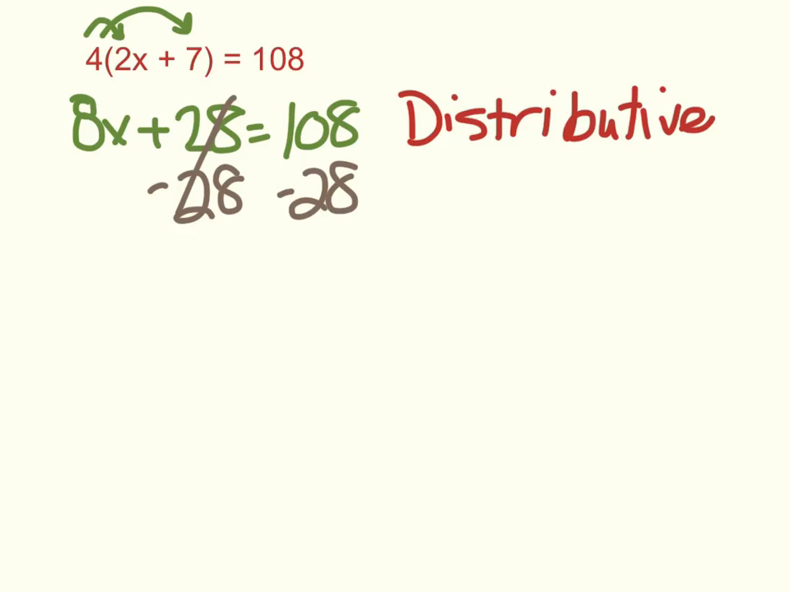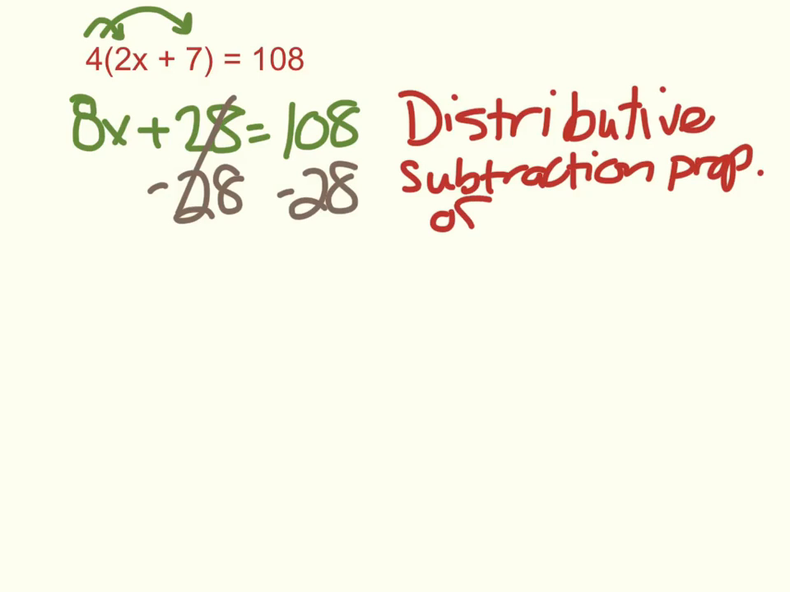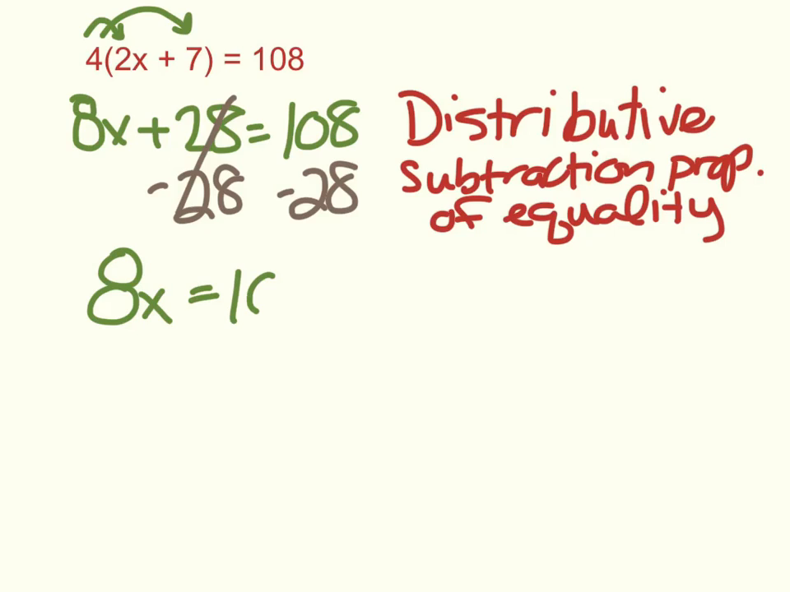This is called the subtraction property of equality, because we did it to both sides and we subtracted. So, subtraction property of equality. Those crossing outs that I did are going to leave me with 8x equals 108.